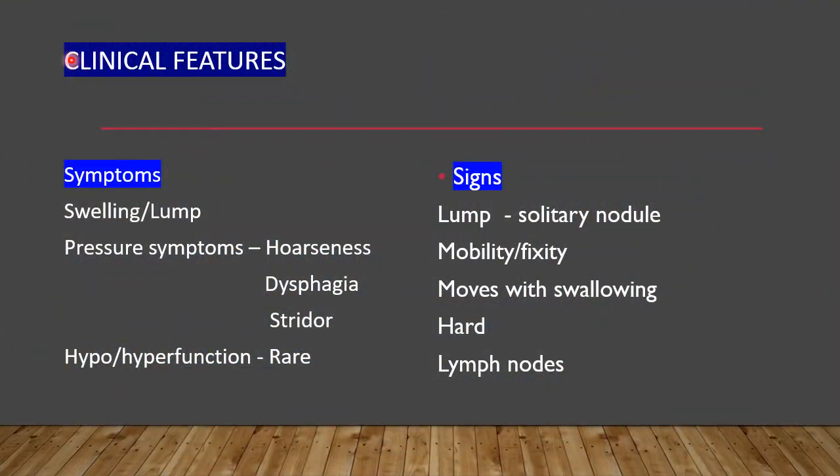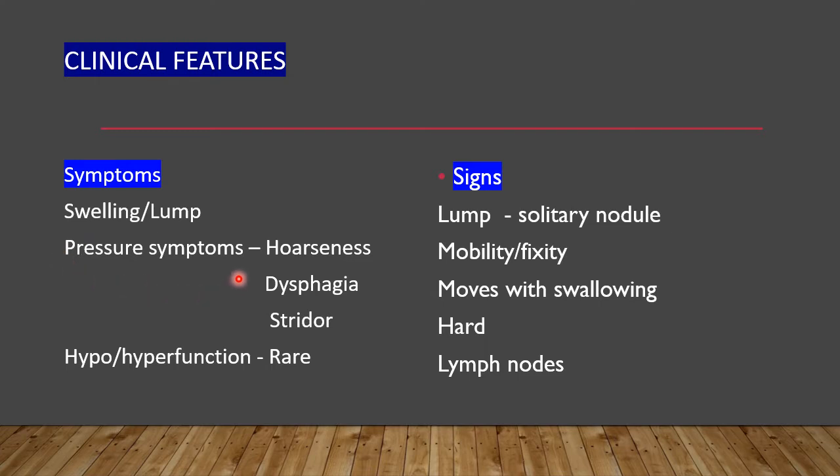Next, we come to the clinical features of the thyroid tumors. First, the symptoms. The majority of patients come complaining of swelling or a lump in the neck, either in the front of the neck or by the side of the neck. So it is of utmost importance for us to get the details of the swelling or the lump: its origin, onset, progress, whether it's associated with pain. These are all important parameters that we must look for.